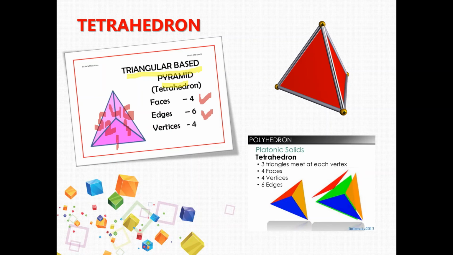Now it's time to count the vertices. Now the vertices I will count from this shape, because we can clearly see the vertices highlighted there. This is 1, 2, 3, and 4. So there are 4 vertices in the tetrahedron or triangular pyramid.